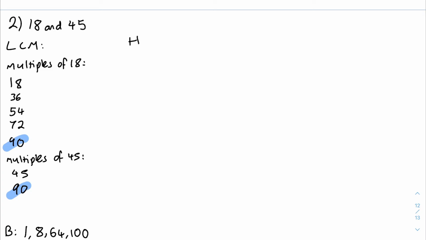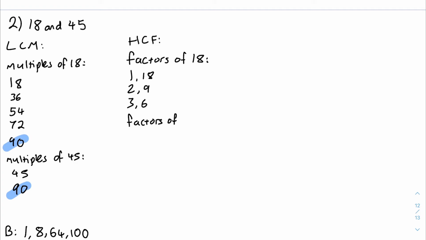And then looking at our highest common factor, we'll start off by finding the factors of 18. So our factors of 18, we have 1 and 18, 2 and 9, and 3 and 6. And then factors of 45, we have 1 and 45. 2 is not a factor, 3 is a factor though. So 3 and 15, 4 isn't a factor, but 5 is. 5 and 9. 6 isn't, 7 isn't, and 8 isn't. So those will be all our factors.